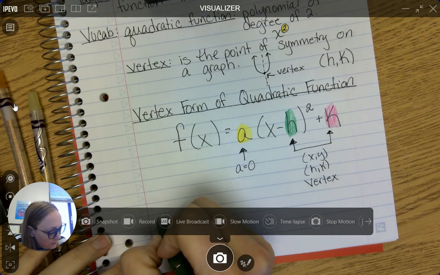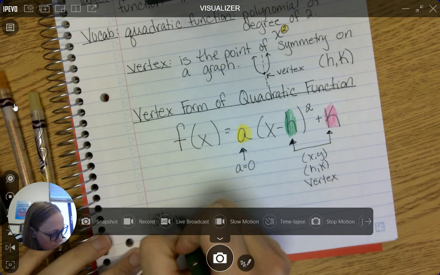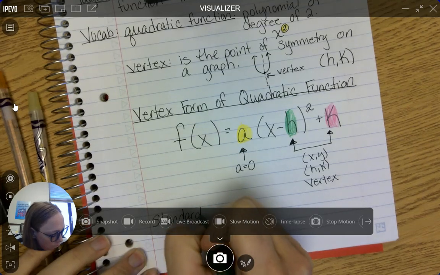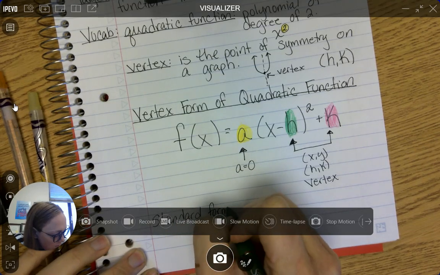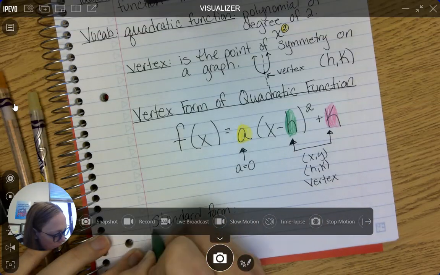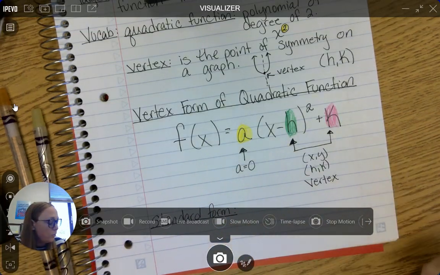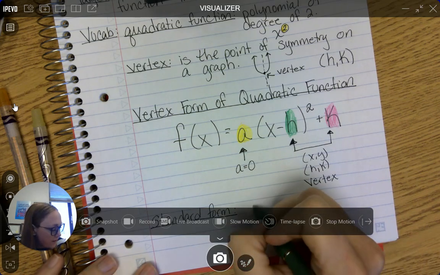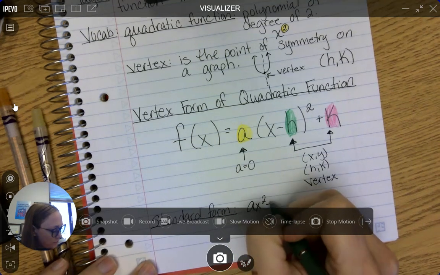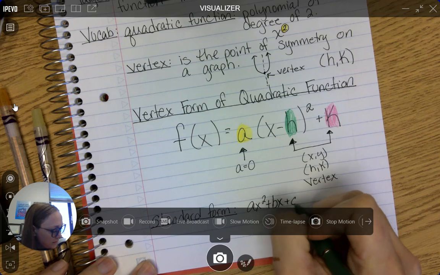Let's go ahead and add standard form. And I should have put this up here. This is a review of standard form. It's another formula of quadratics where we're looking for that ax squared plus bx plus c.